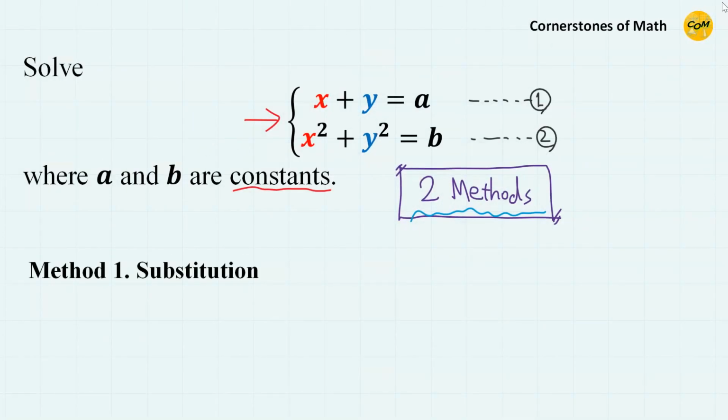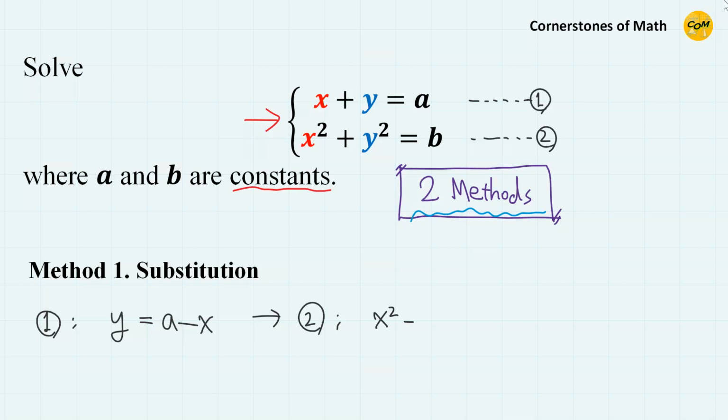The first method is simple substitution. First, we solve for one variable, say y. From the first equation, y equals a minus x. Now, if we substitute this expression for y in equation 2, we can eliminate y.